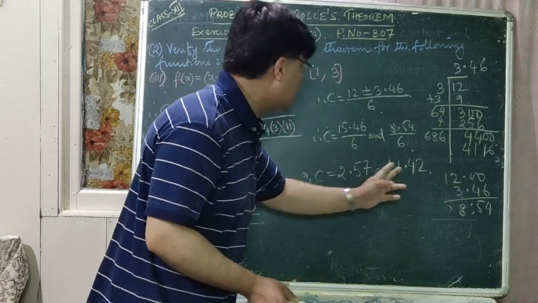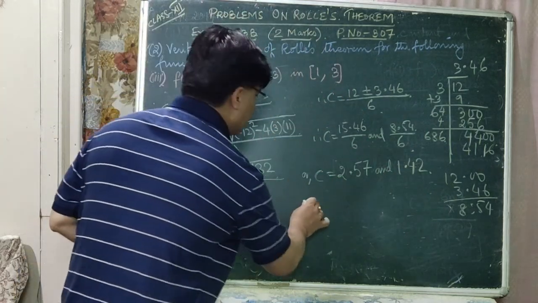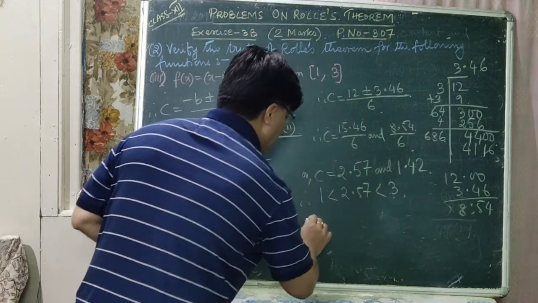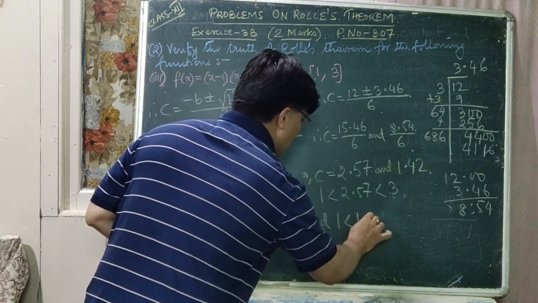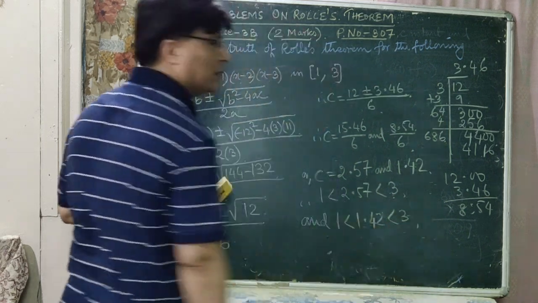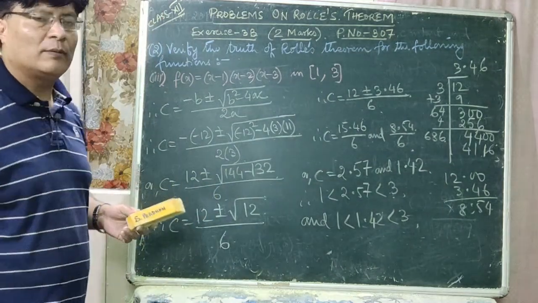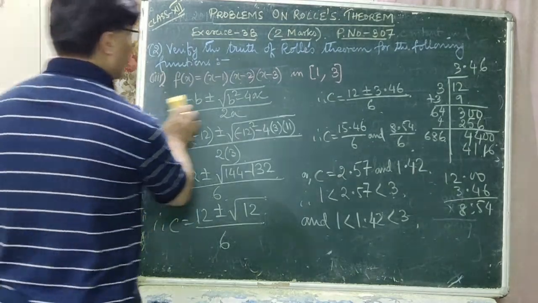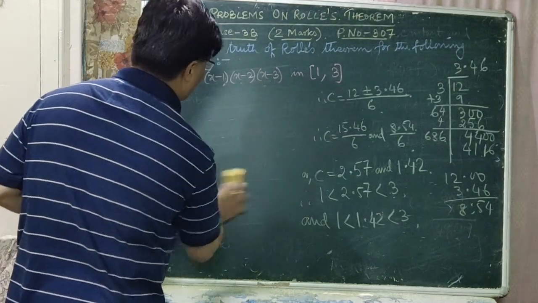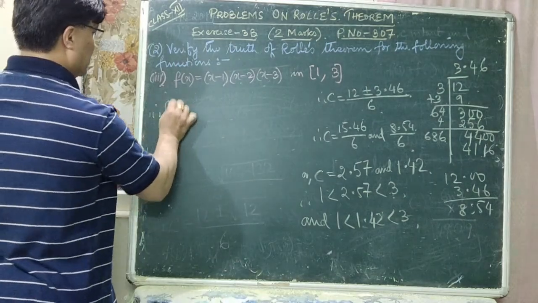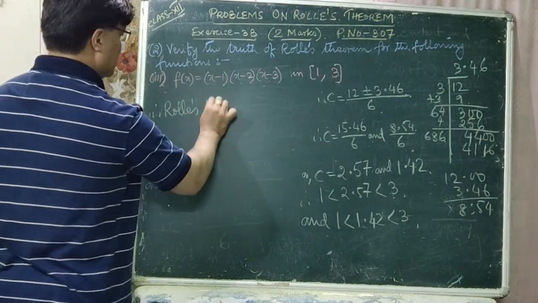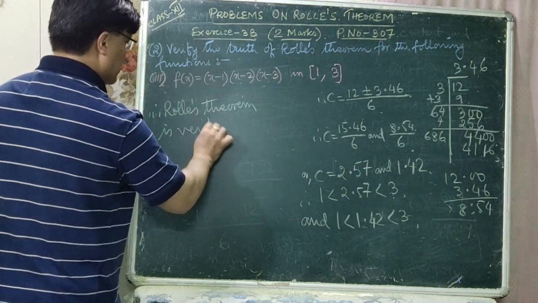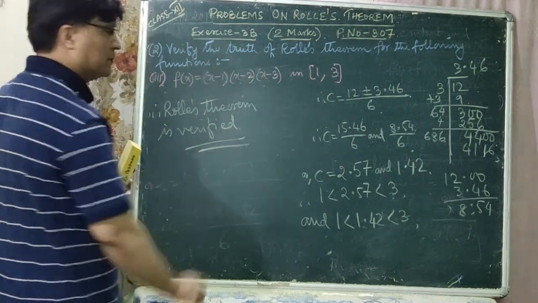So both these values of c lie within 1 and 3. You can write here, therefore 1 less than 2.57 less than 3, and 1 less than 1.42 less than 3. So both these values lie within 1 and 3. So Rolle's theorem is verified here. Therefore Rolle's theorem is verified. So this is the answer.